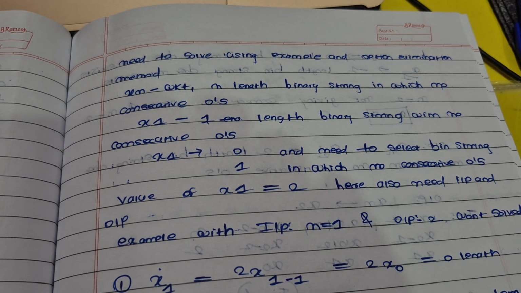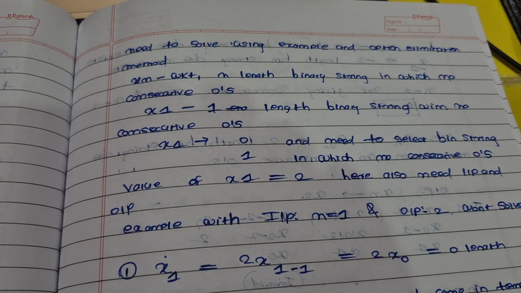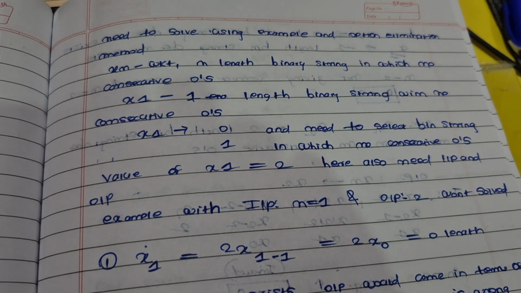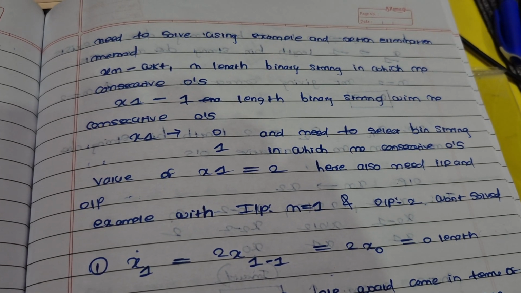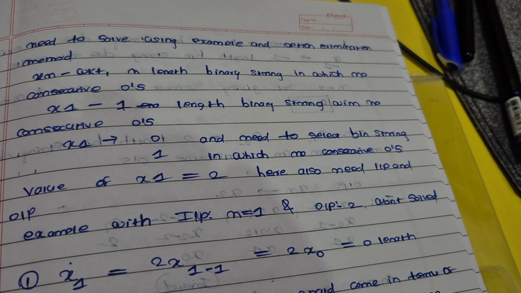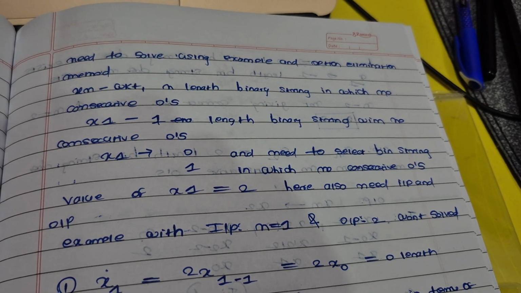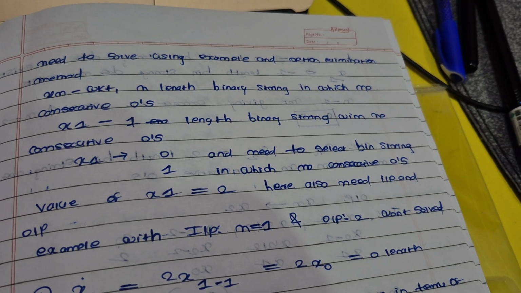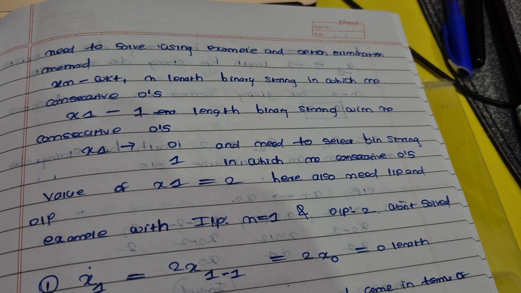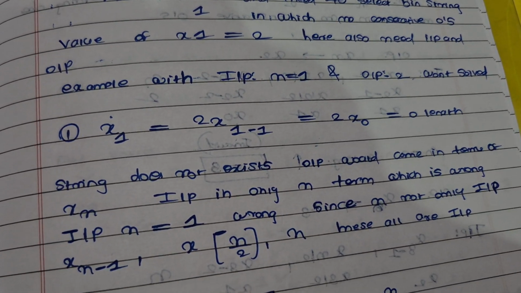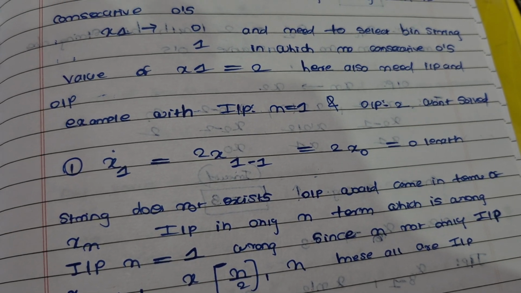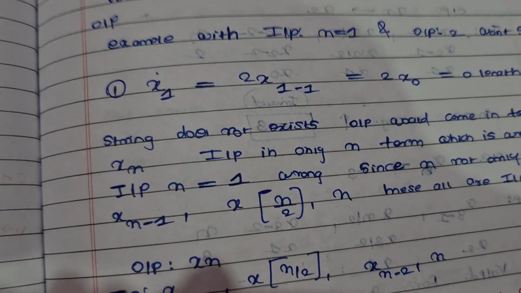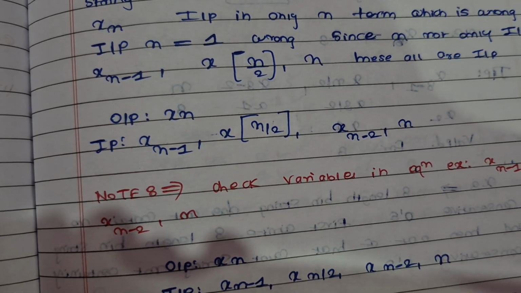So we know that X(n) is the number of n-length binary strings in which no consecutive zeros are there. If n is 1, then X(1) is 1-length binary strings with no consecutive zeros, which are 0 or 1, so the value of X(1) equals 2. Here also we need input and output. But the example with input equal to 1 and output 2 won't work, because with 2 times X(0), a binary string of length 0 does not exist, so it's an incorrect example. You need to take a different example.